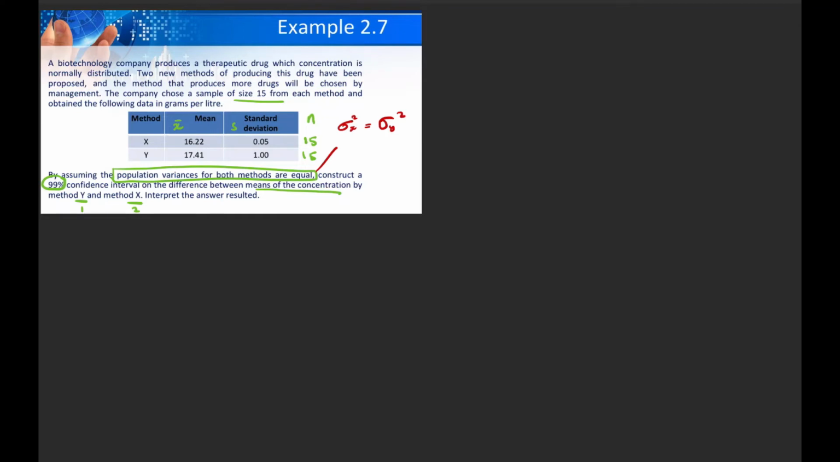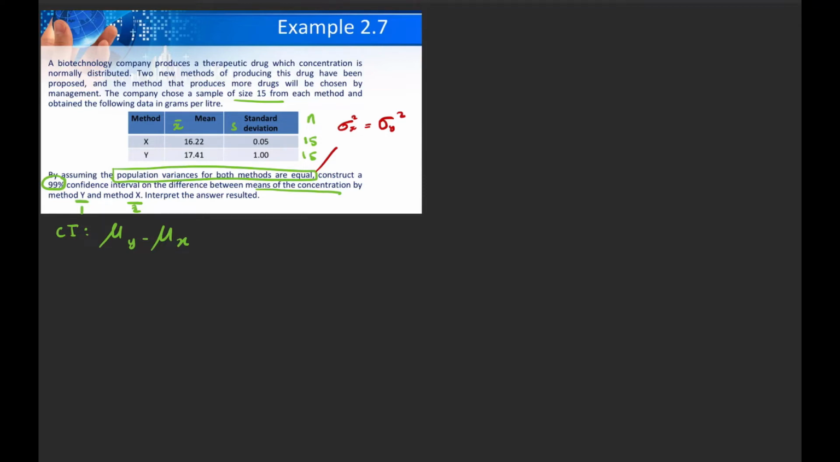So now they ask you to construct a confidence interval for the difference between X and Y. So mu Y minus mu X. Why Y minus X? Because they mention Y and then X. So mu Y minus mu X. Confidence level 99%. So which formula do you want to use?